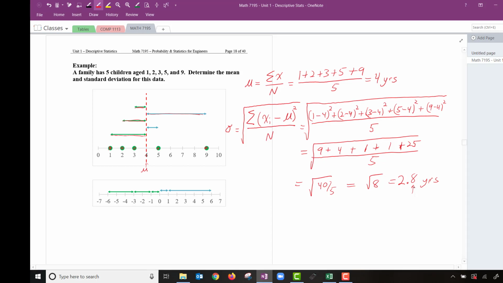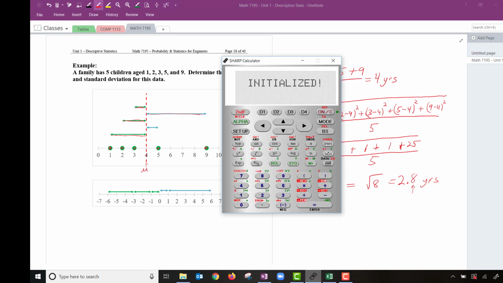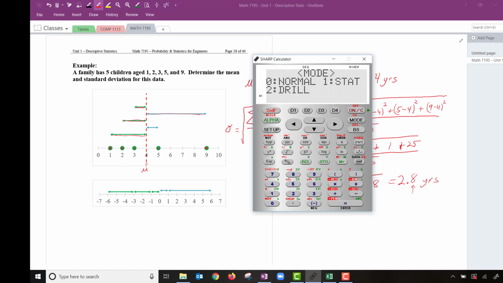I thought maybe we could crack open our calculators. You all have the Sharp calculator. In order to do statistics, there's a mode, and mode number 1 is stat. And then once you choose that, there's different stat modes. For this one, we want SD. It doesn't stand for standard deviation. It means single data set. So we have one data set here. So I'm going to choose mode 0.